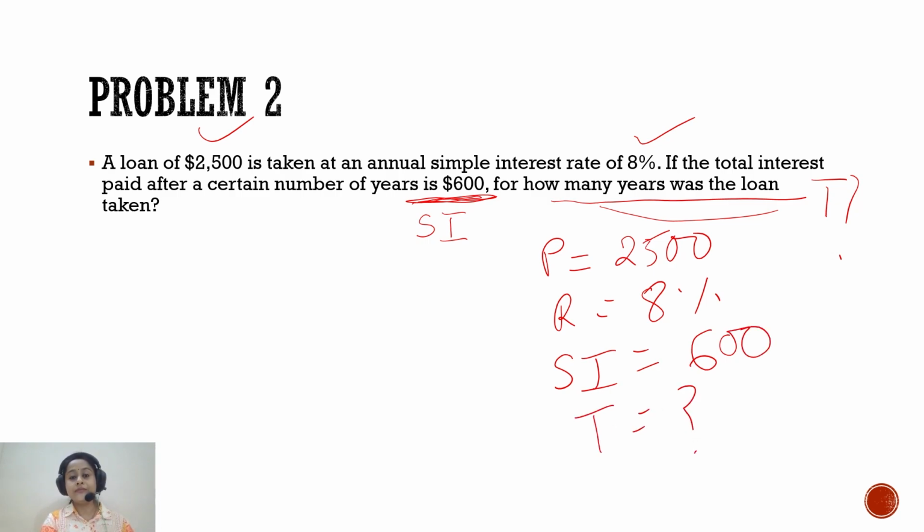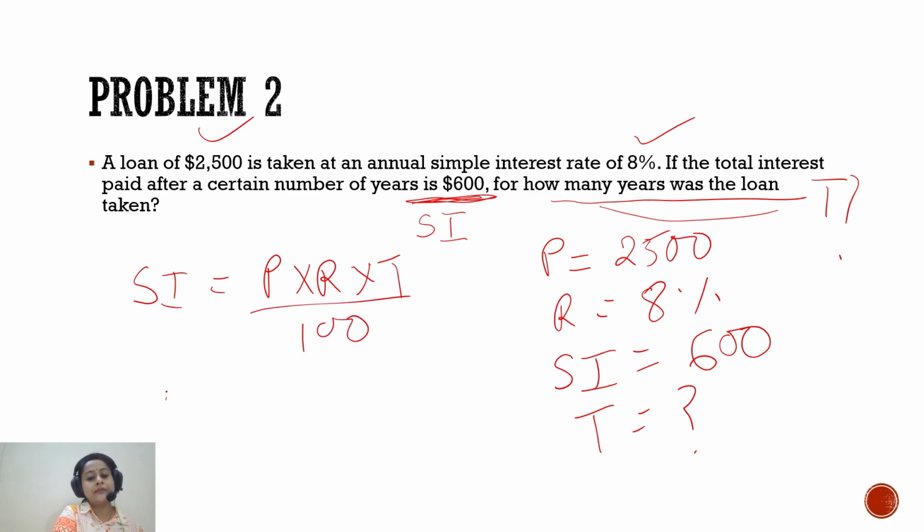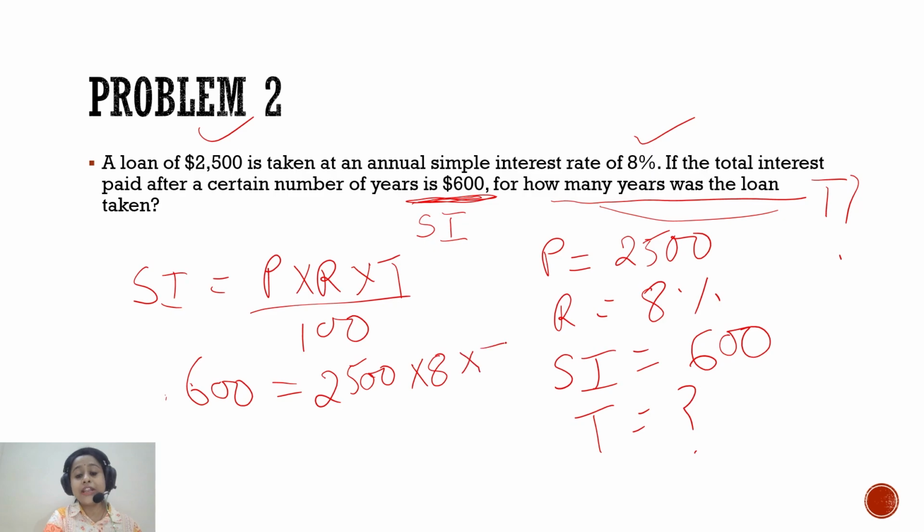We don't know T, so let us first write the formula. Simple interest is P into R into T by 100. Simple interest is already given, which is 600, equal to 2500 into 8 into T, which we don't know, by 100. So we will just solve this equation. The zeros will cancel out.